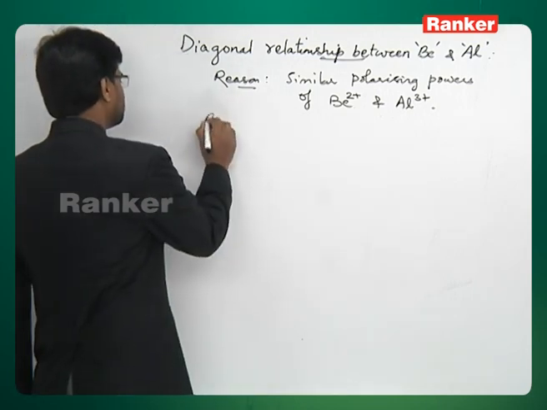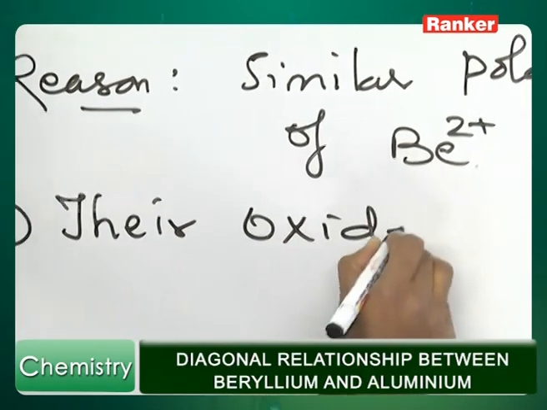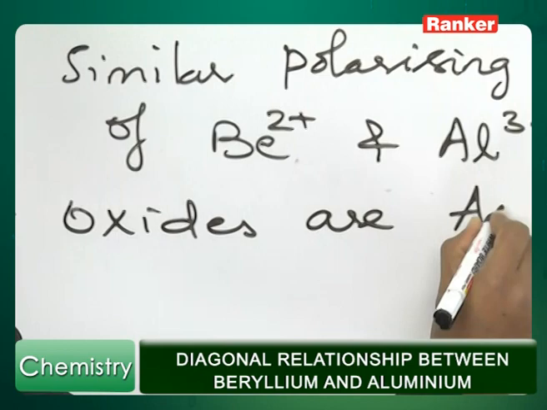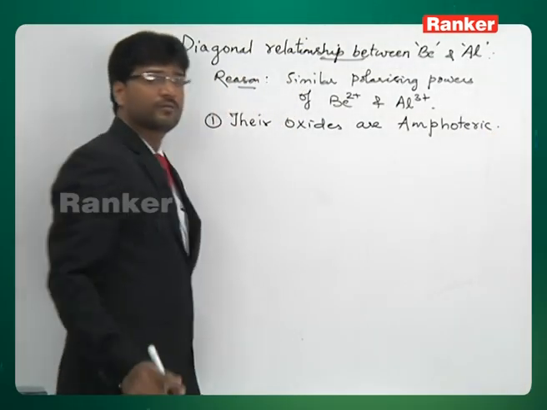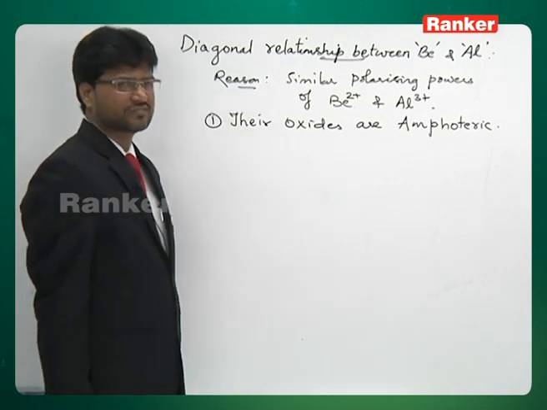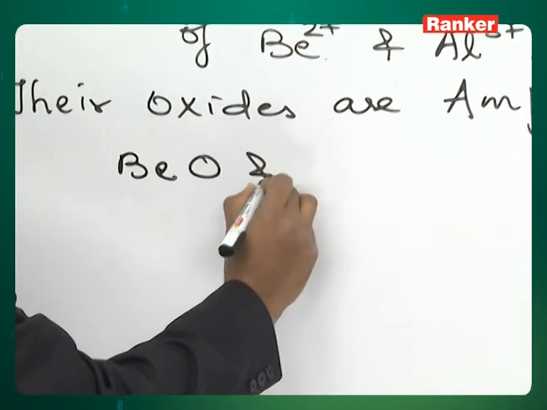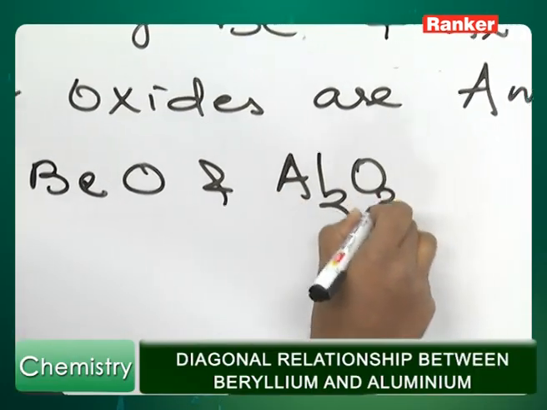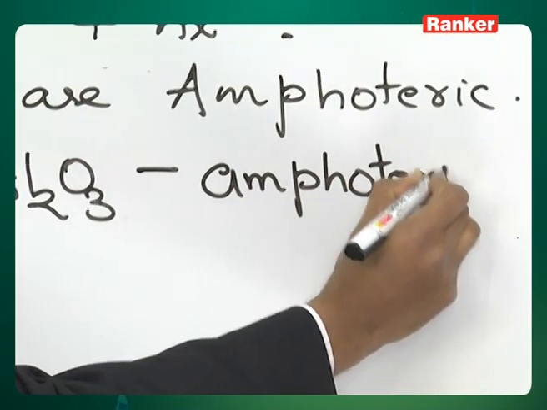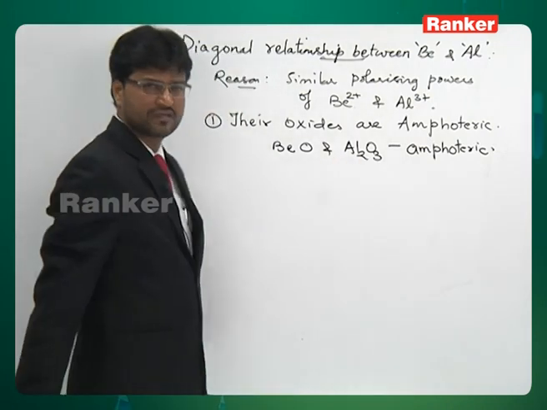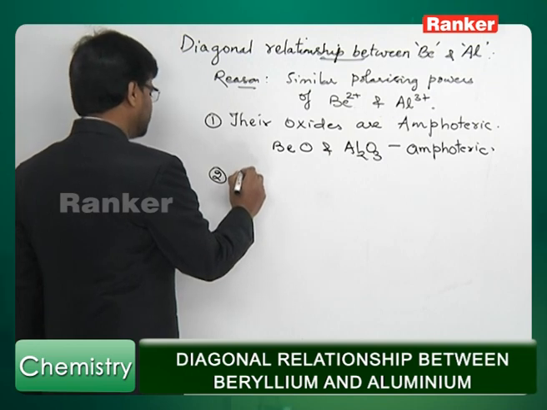Number one, their oxides are amphoteric. That means both beryllium oxide and aluminium oxide are amphoteric. BeO and Al2O3 are amphoteric. This is the first point of similarity. The next is regarding this.